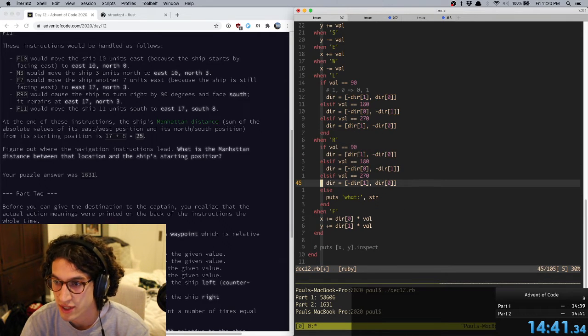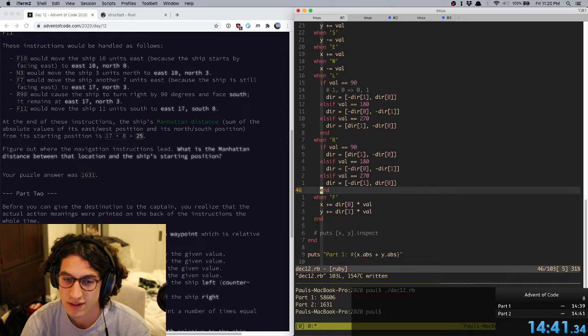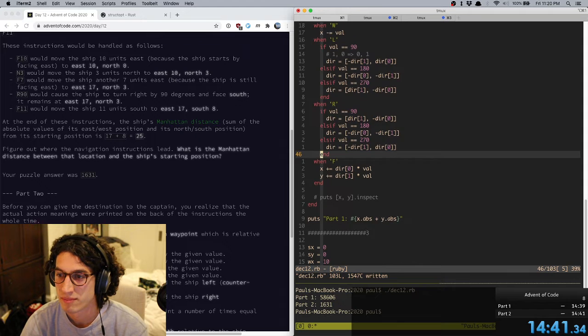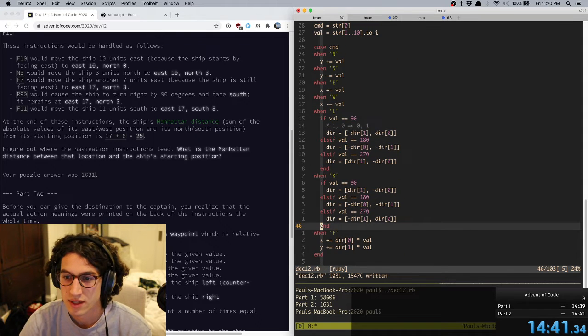I can get rid of these. I just wanted to make sure there was no case like rotating 45 degrees. Yeah, and then that's it.